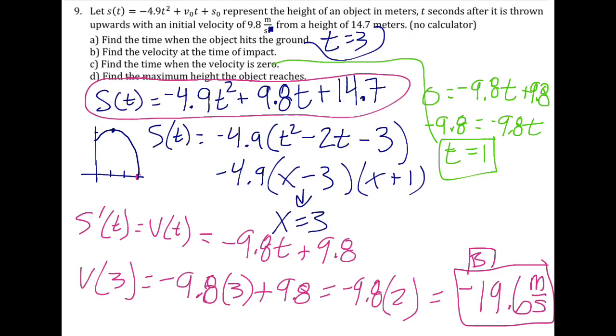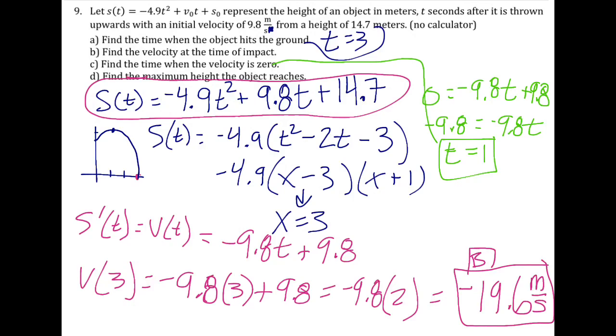And, okay, finally, part D, find the maximum height the object reaches. Well, the maximum height is going to be that maximum value, which corresponds to the derivative of 0, which happens at a time of 1. So I can just plug into my original function because I know the time where I'm at my maximum height, 1 second, when the velocity is 0.